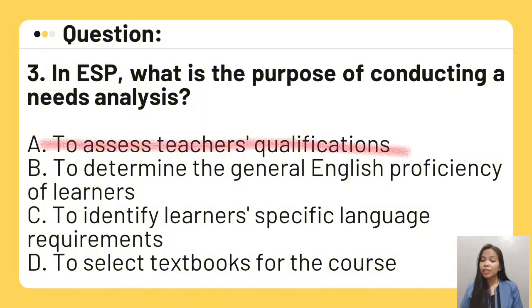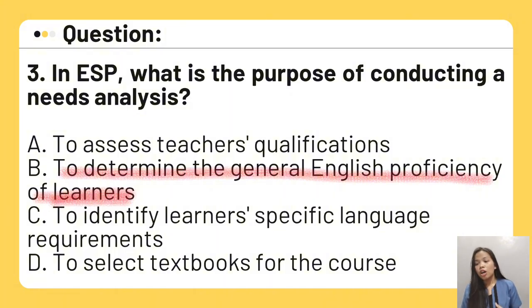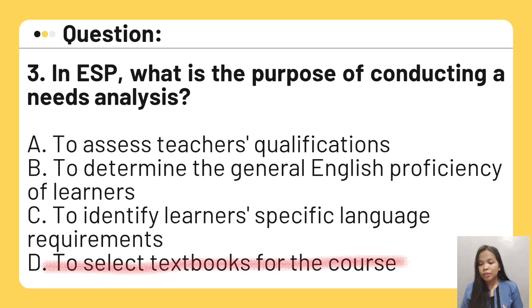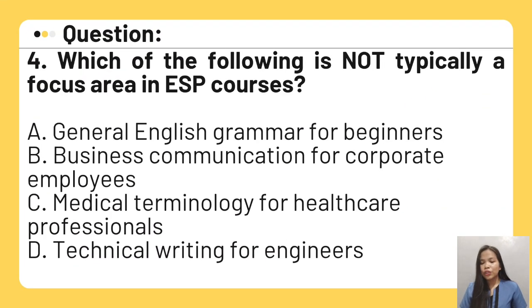Teacher assessments are separate from needs analysis. And the letter B choice, while general proficiency may be assessed, ESP focuses on specific needs. And the letter D choice, textbook selection is a subsequent step after needs analysis. Let's proceed to the fourth question.